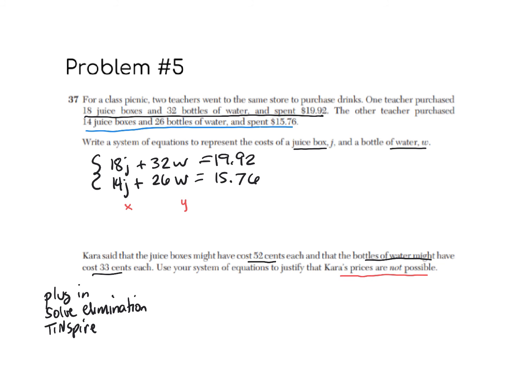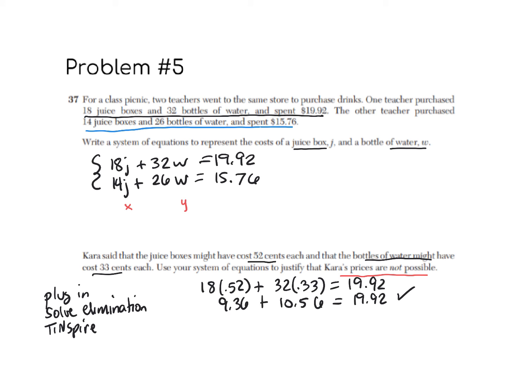For now, I'll just do the plug-in, and I'll say 18 times 0.52, plus 32 times 0.33 equals 1992. So you just grab your calculator. 18 times 0.52 gives you 9.36. 32 times 0.33 gives you 10.56. Add those together and you get 19.92. So that works out. Definitely check the second one. You'll probably find the second one does not work. You can't just stop here.